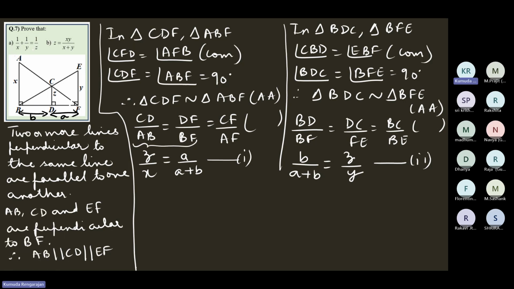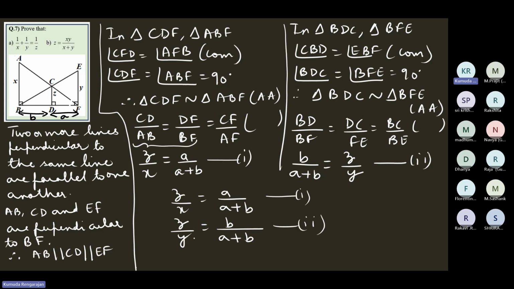So now look at the result, children. We have to prove that 1 by x plus 1 by y is equal to 1 by z. We have some results in 1 and 2, so we'll write them one below the other. Z by x is equal to a by a plus b. Z by y is equal to b by a plus b. That's what we have in the two results.